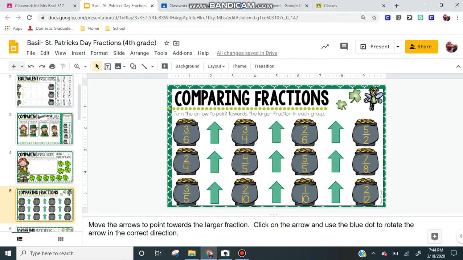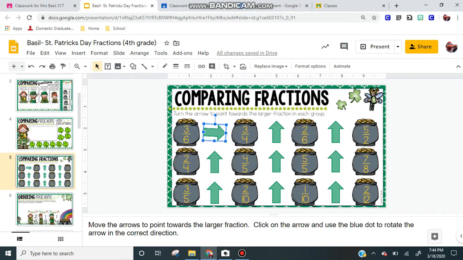Comparing fractions, turn the arrow. So looking at these two fractions, which one is bigger? If you have to draw a model, if you have to look, this one is equal to 1/2, this one's bigger than 1/2, however you need to do it. And then I believe you just click that little circle there and move it over again. Yeah, it's going to be a little difficult on a phone.